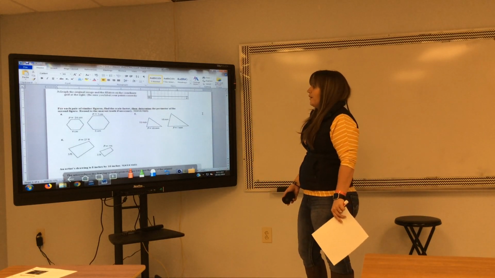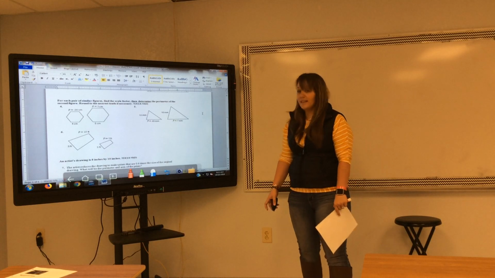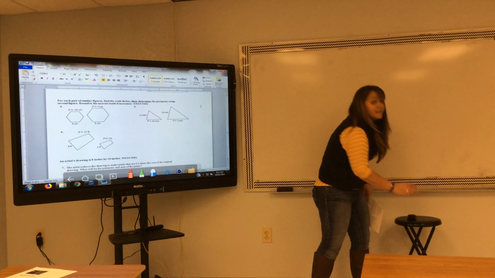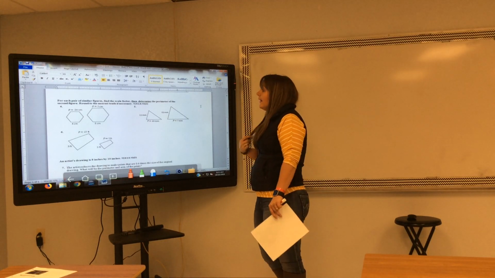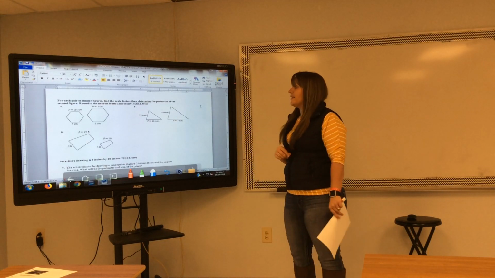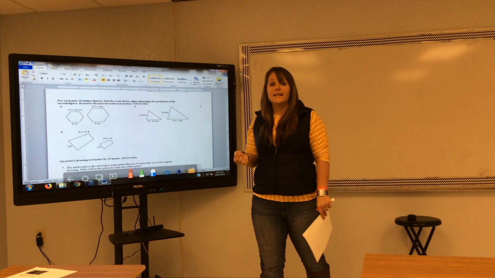It says for each pair of similar figures, find the scale factor. So you need to tell me what the scale factor is, just like we did in all of our assignments. Then determine the perimeter of the second figure. Round to the nearest tenth if necessary.